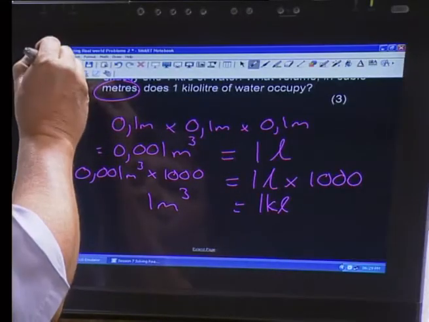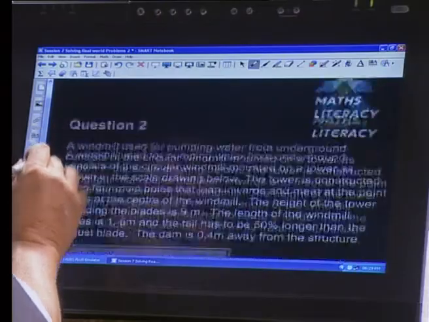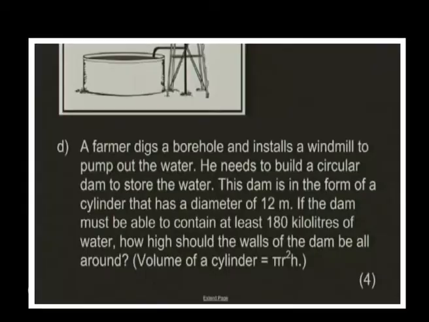So our next question says this. A farmer digs a borehole and installs a windmill to pump out the water. He needs to build a circular dam to store this water. This dam is in the form of a cylinder that has a diameter of 12 meters. If the dam must be able to contain at least 180 kiloliters of water, how high should the walls of the dam be all around? Okay, so let's have a look at this.